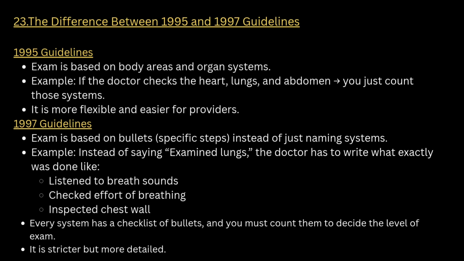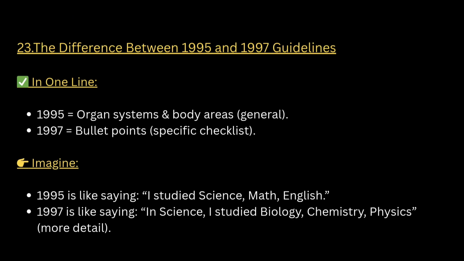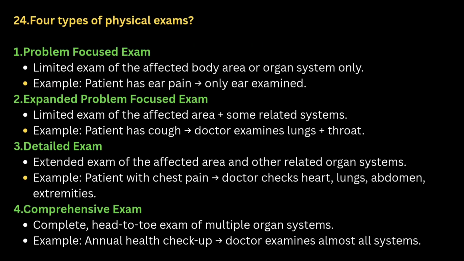In the 1997 guideline, the exam is based on bullets instead of just naming the system. For example, to examine the lung, the doctor has to write exactly like listening to the breath sound, checked the effort of breathing, inspected the chest wall, like that. In detail, it will be given. If in one line we have to say, 1995 is organ system and body area oriented, whereas 1997 is bullet point. Imagine in 1995 we will say I studied science, maths and English, whereas in 97, in science what all you studied, like that in detail, in depth it will be given. That is the only difference here.